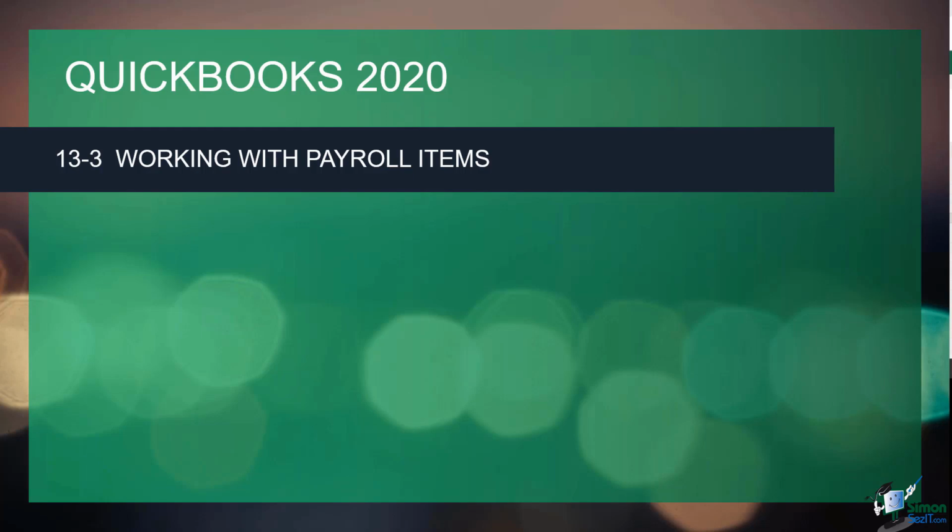Maybe uniforms. Sometimes you add things to their check. You might give them a mileage reimbursement or a cell phone reimbursement. And all of those things need to be set up so that you can actually put them on different employees' records. Let's go ahead and flip over to QuickBooks and I'll show you how to work with those payroll items.